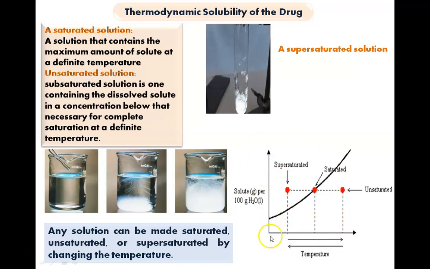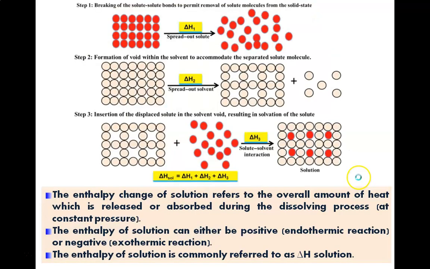This shows that as the temperature increases, the solubility per 100 gram of water increases. Okay, this is the saturated point. As soon as I decrease the temperature from this particular point, the concentration remains in solution, and this becomes supersaturated. Okay, so this is all about saturated, unsaturated and supersaturated.